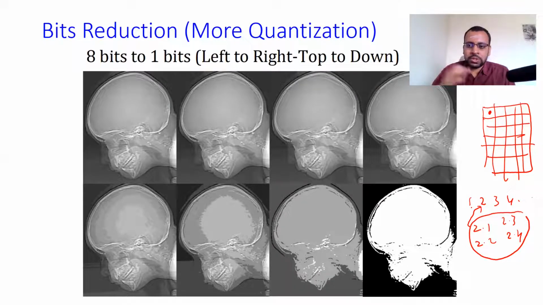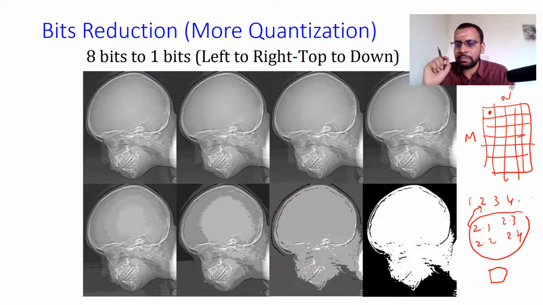Now, it is more about how many distinct values I would be using in an image to represent these intensity values. Assume that I would assign a single bit to store the intensity values here. Assume that I have an image of size m by n and I'm going to use a single bit. Then what would happen? This is where you end up.